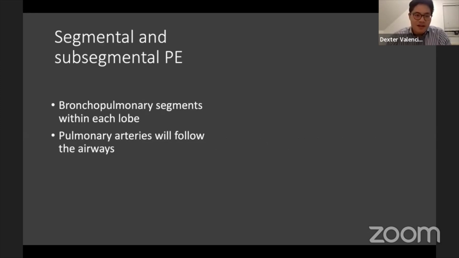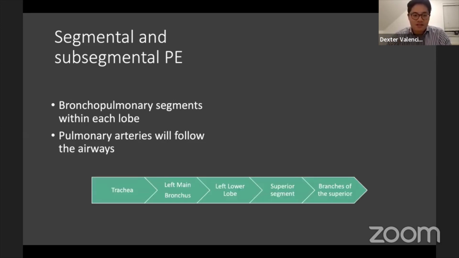If you just imagine in anatomy, as you have more and more divisions going deeper into each of the lungs and lobes, it gets divided into all these different segments. If we keep it simple, similar to the airways, the vessels do the same thing. So let's take the trachea.